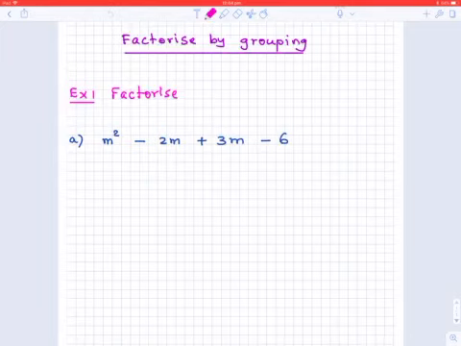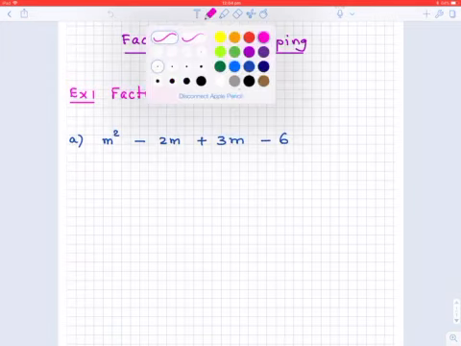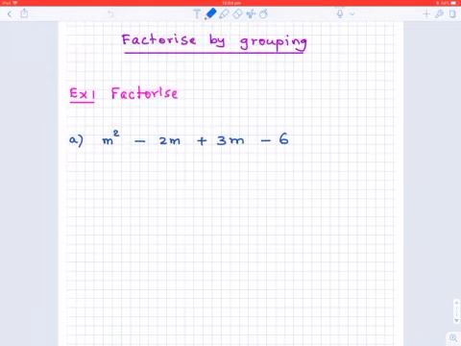My first example: factorize m square minus 2m plus 3m minus 6 by grouping. That means we have to group terms. Now there are 4 terms, so I'm just going to group them in pairs. So I'm going to group m square minus 2m and then 3m minus 6.